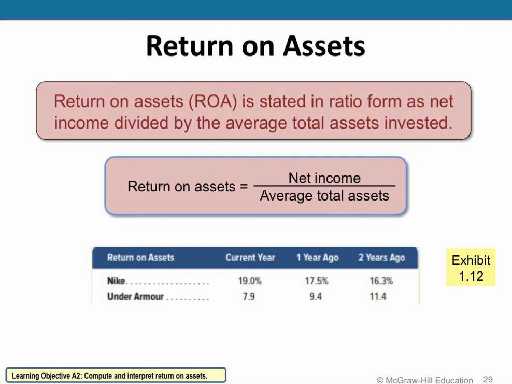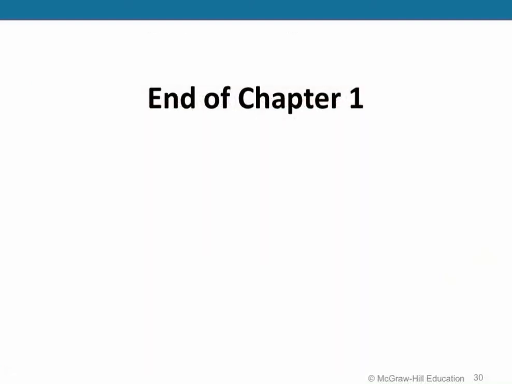So one thing we can say from an analysis standpoint is that Nike seems to be increasing, their managers seem to be increasing the amount of return they're able to generate on average total assets, while Under Armour is decreasing the amount of net income that they're doing over that same period of time for a given set of underlying economic resources or total assets. And this is going to conclude Chapter 1.